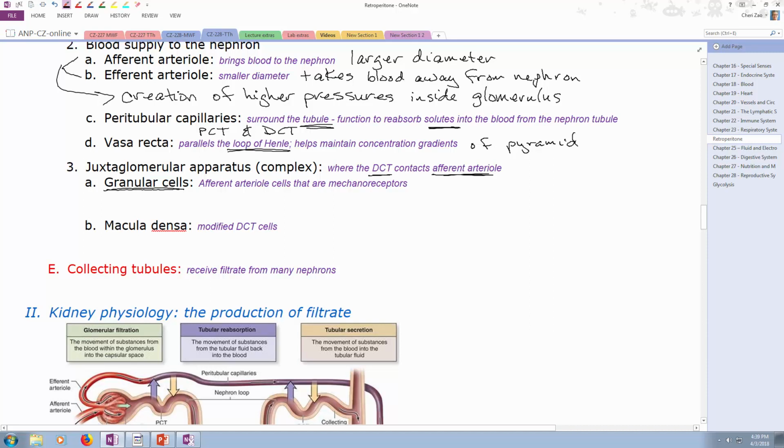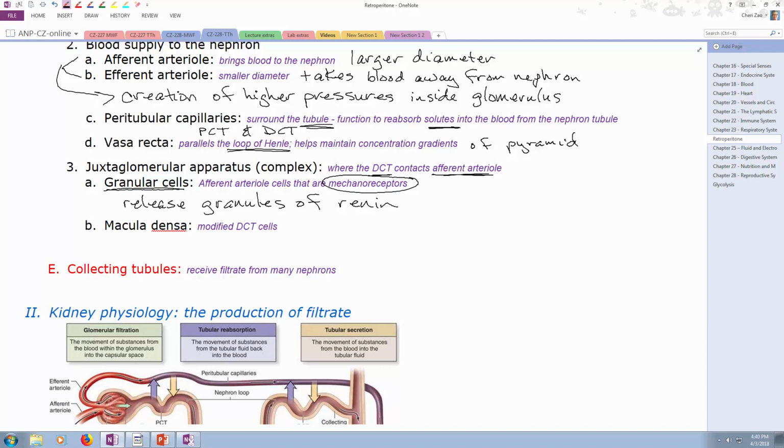These granular cells are mechanoreceptors. And when properly stimulated, they release granules of renin. And that's a very potent vasoconstrictor.